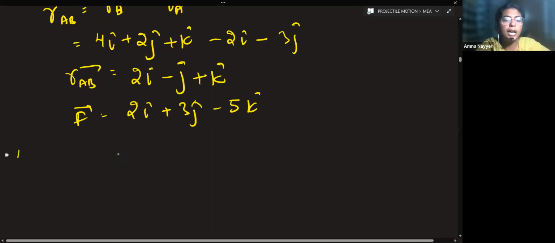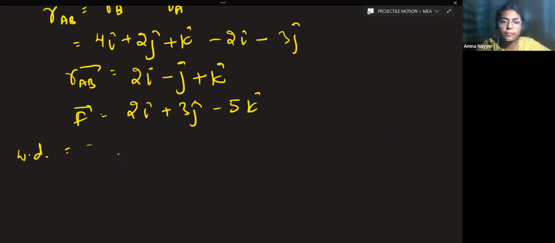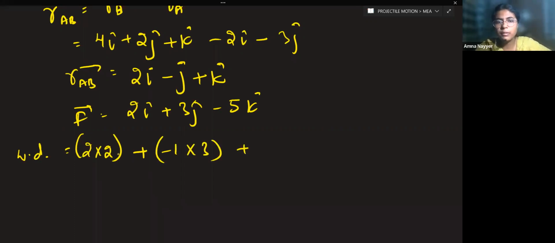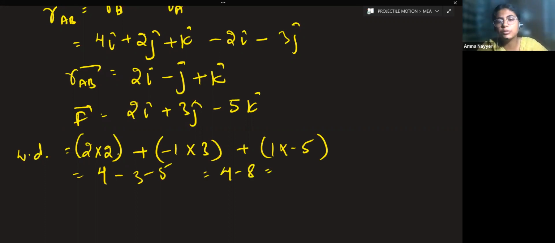Now when I write down work done, that will be F dot R. So F dot R means this will be 2 multiplied by 2, plus, this i cap term is solved. This is minus 1 multiplied by 3, j cap term is solved, plus 1 multiplied by minus 5. So what do we have? 4 minus 3 minus 5. This gives you what? 4 minus 8, that is minus 4 joules. This is your work done.